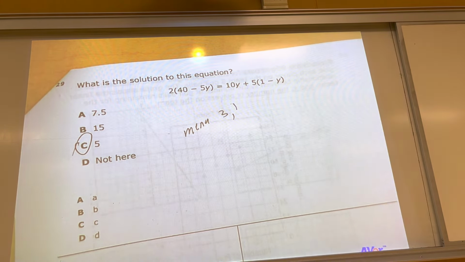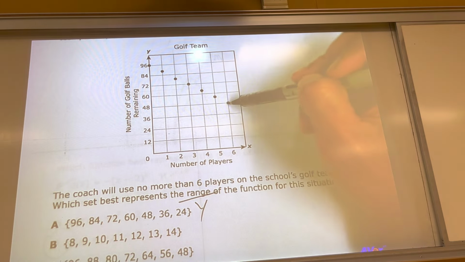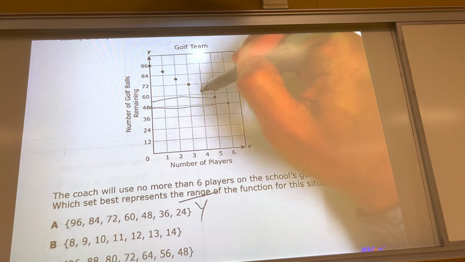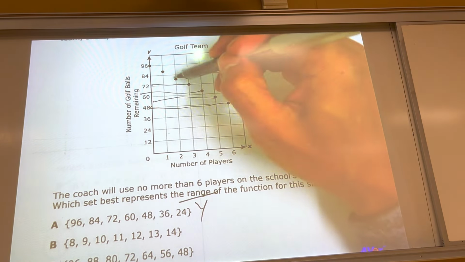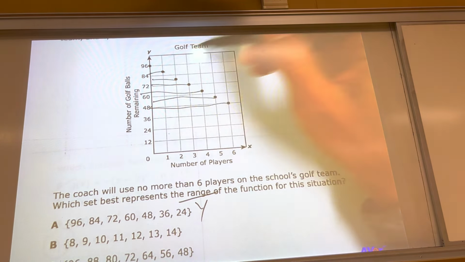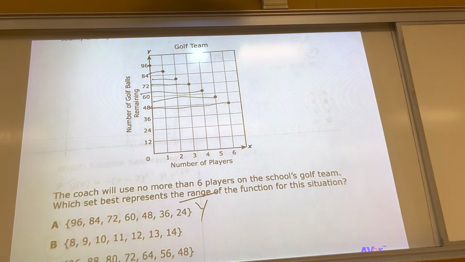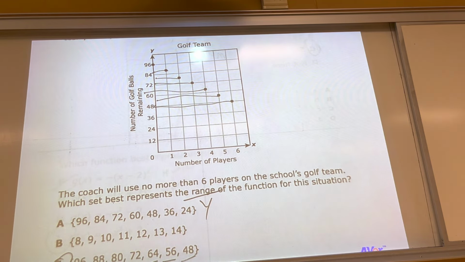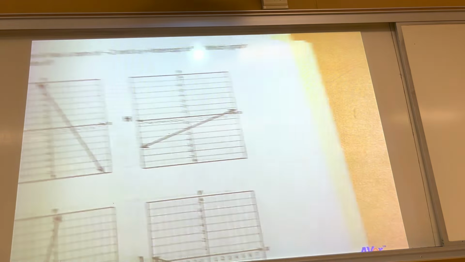Range, is that X or Y? Y. Range is Y. So you're looking for these values. 48, somewhere in there, like 50-ish. These are your answer choices for your range. All the way to 96, which is 48 to 96, these right here. 6. Okay, range is Y. One more? Last one? Last one, okay.